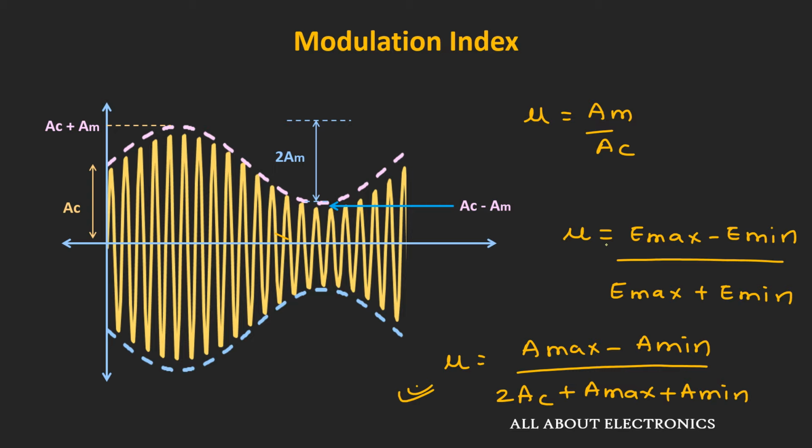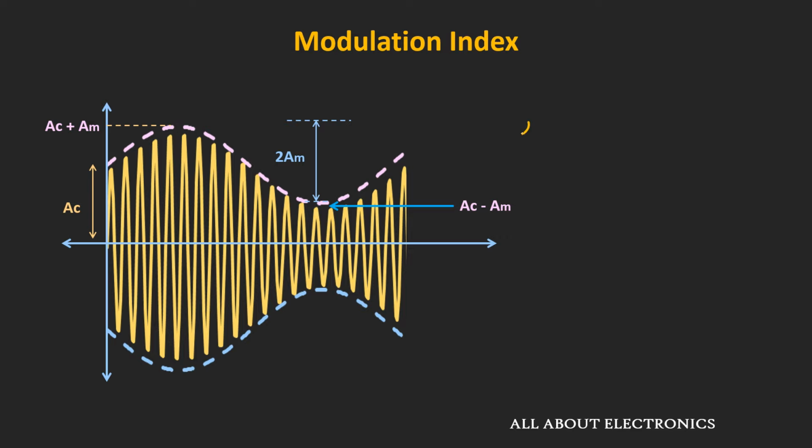Now here if you closely observe, then this E max minus E minimum is basically a peak-to-peak value of the message signal. So if the message signal is asymmetric, then in that case this E max minus E minimum will be equal to A max minus A minimum, right? That means the numerator will be equal to A maximum minus A minimum. Now in the denominator we have a E max plus E minimum. Now if the message signal is asymmetric, then the E maximum will be equal to AC plus A max. Similarly, this E minimum will be equal to AC plus A minimum.